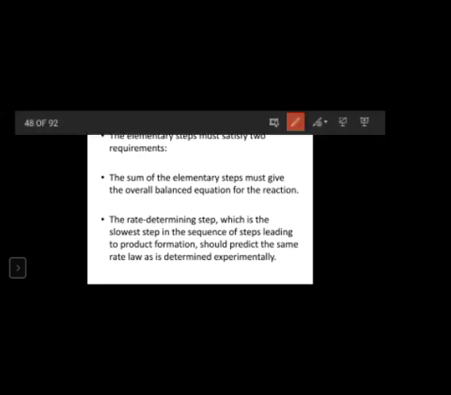And again, you use the rate determining step, which is the slowest step in the sequence of steps leading to the product formation. You predict the same rate law as is determined experimentally. So no matter how you try to do it, when you have done your experiment, then you start thinking what the mechanism will be or should be. If it doesn't coincide with your experimental order, then the rate law will not be the same. So what do you do? You go back again and start thinking, what will be the mechanism? Or did I miss the experiment? In other words, the experiment and the theoretical prediction of the rate equation should be the same.